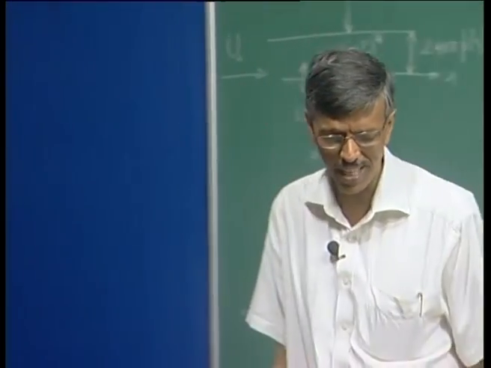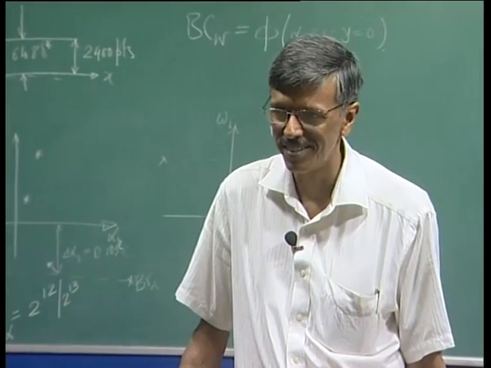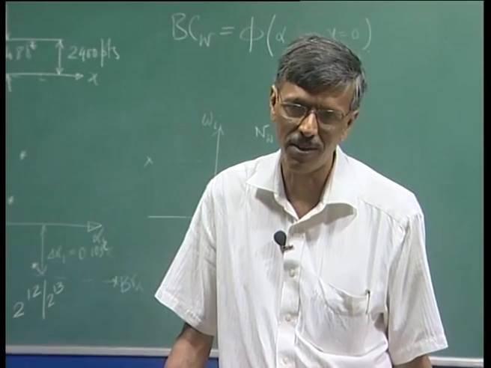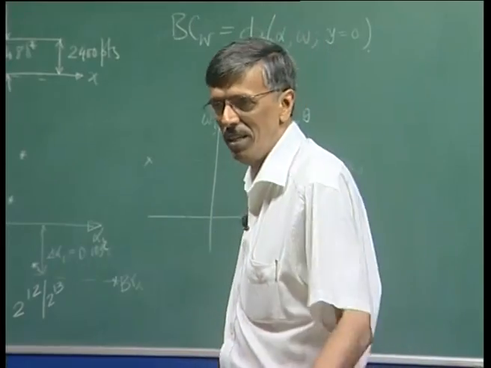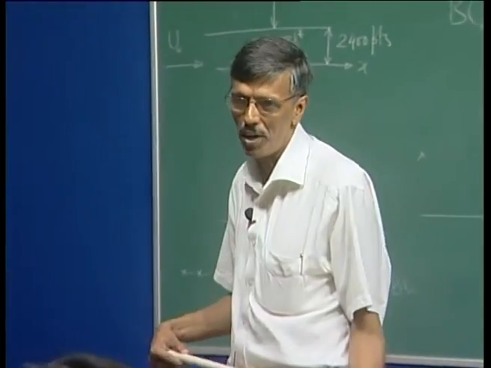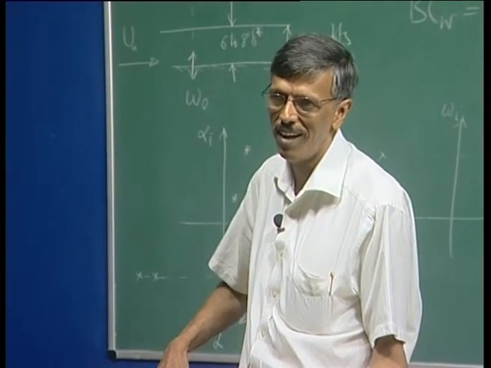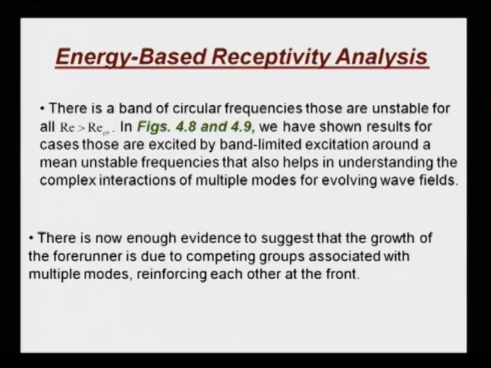See, this is one of the things that we should be very, very critical of in this normal mode analysis. Studying things in isolation has actually impeded our understanding of fluid mechanics more than anything else. So, that is why there is so much need to adopt the Bromwich contour integral. However tough it may appear to begin with, I do not think we have an option at this point in time. There is now enough evidence to suggest that the growth of the forerunner is due to competing groups associated with multiple modes, which reinforce each other at the front.